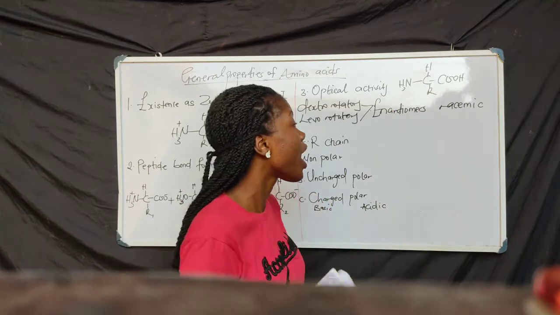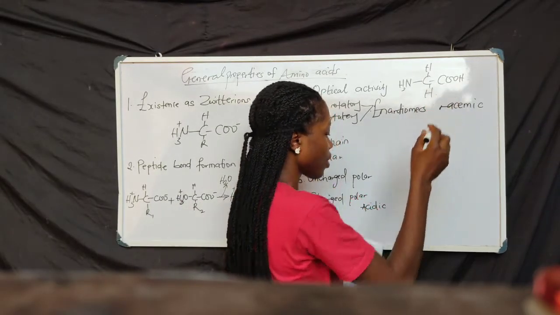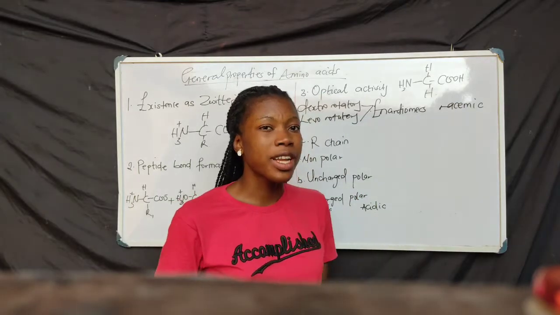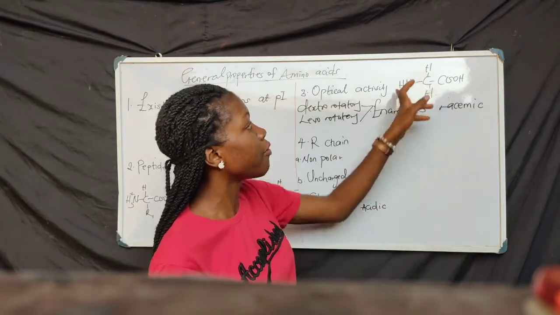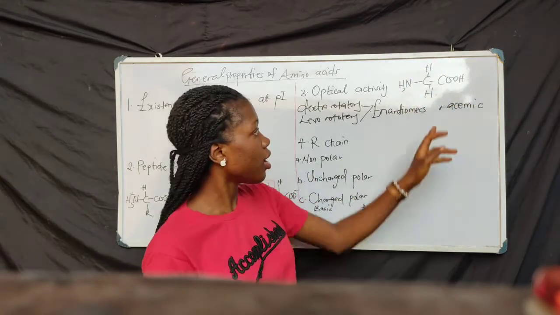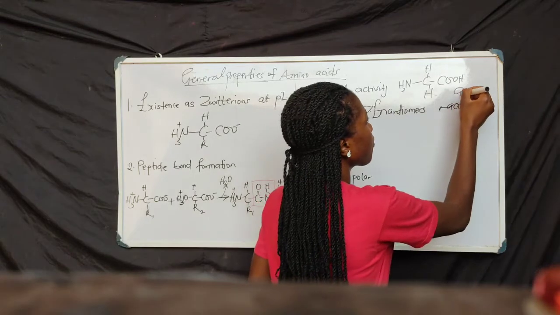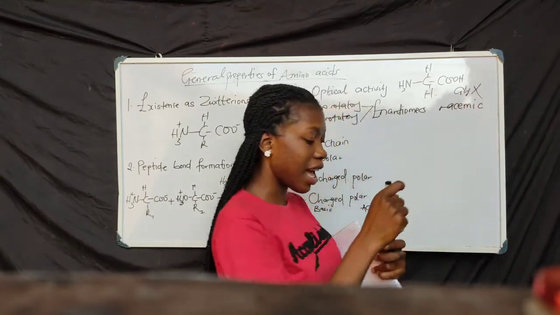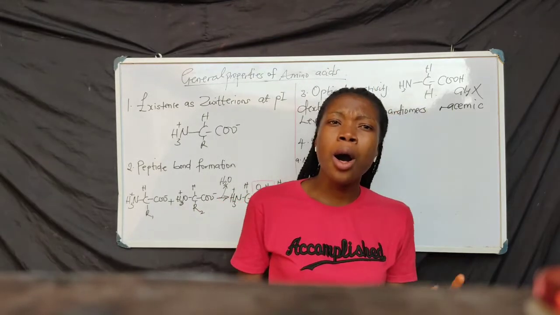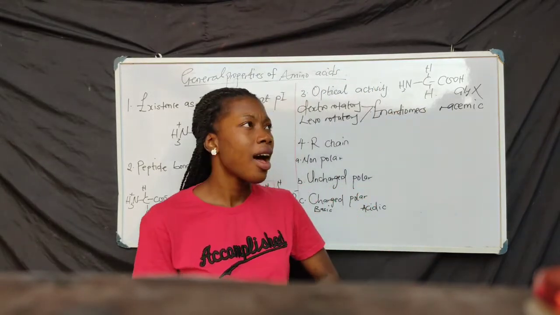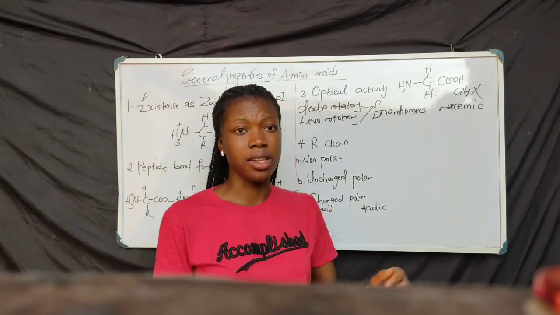The exception we have here is glycine. Glycine does not have a chiral center because the carbon does not have 4 different groups attached to it. This is hydrogen and this is hydrogen. So glycine is out. Now, apart from glycine, all the amino acids are optically active because they have chiral centers.